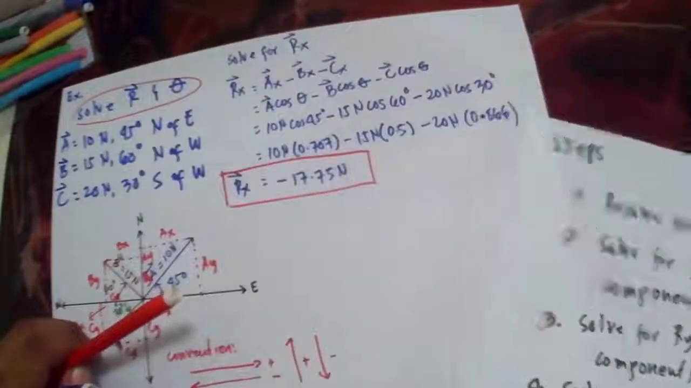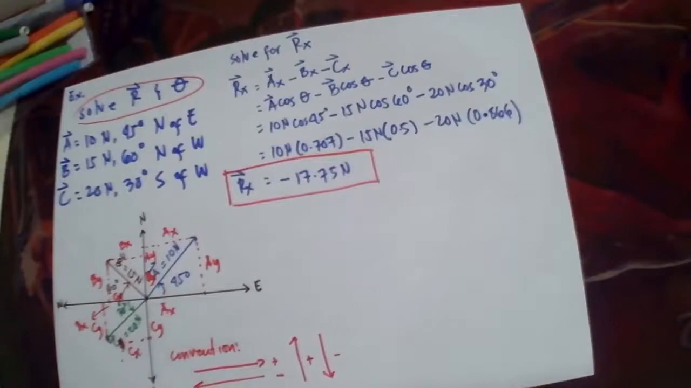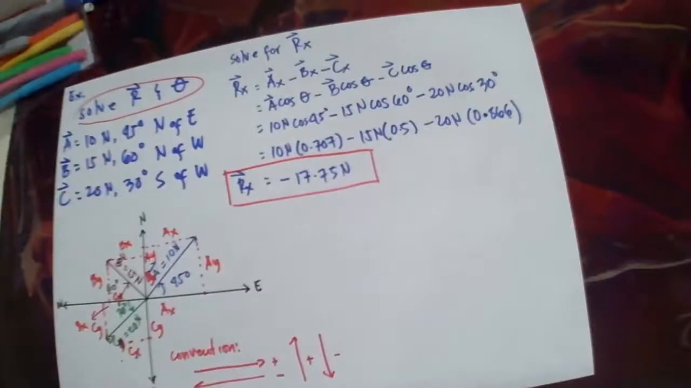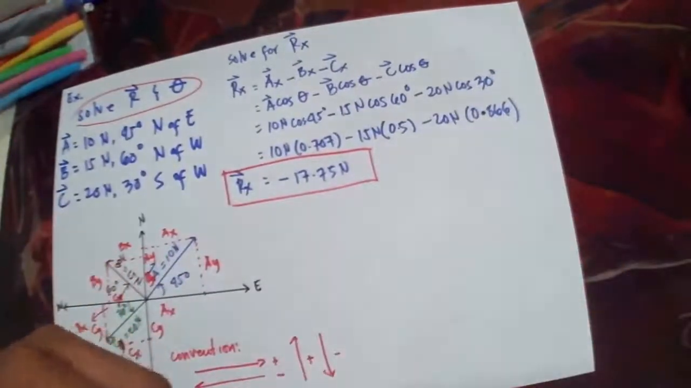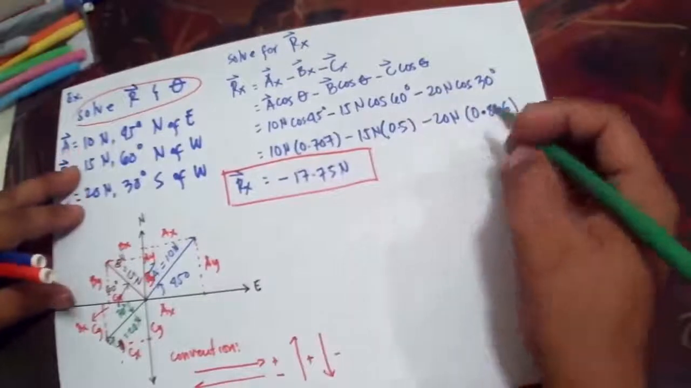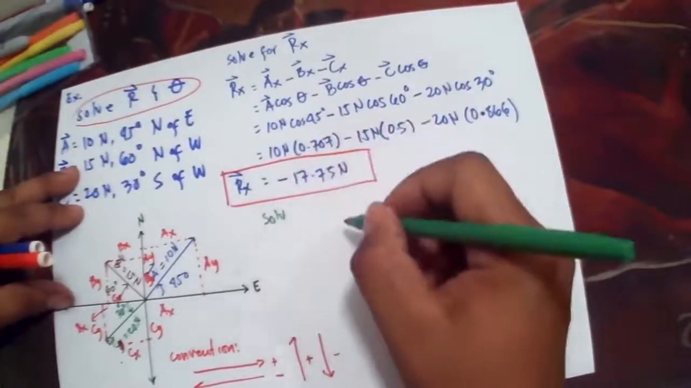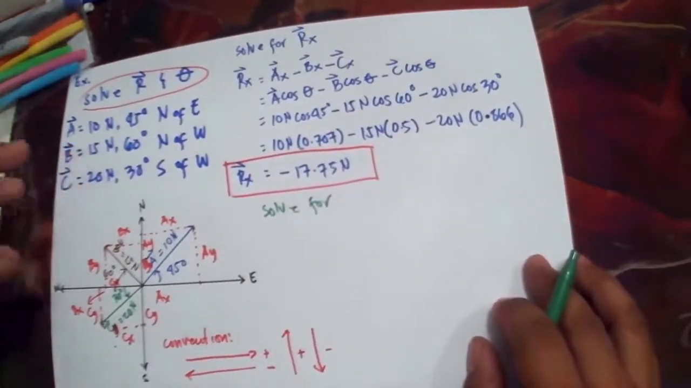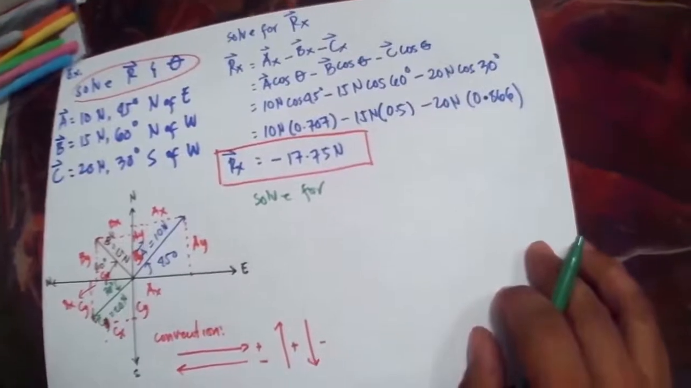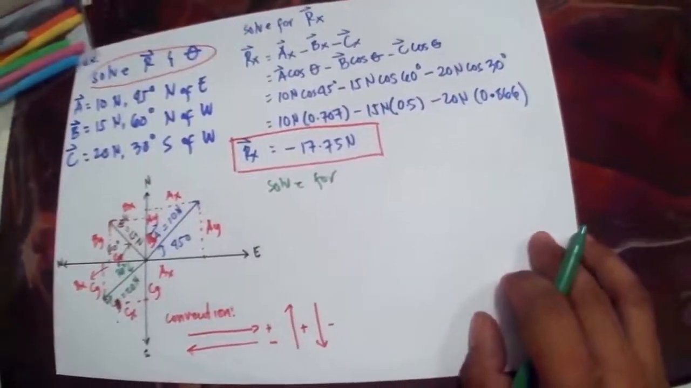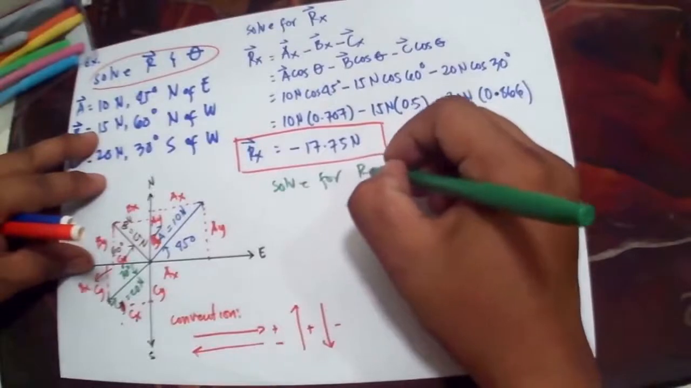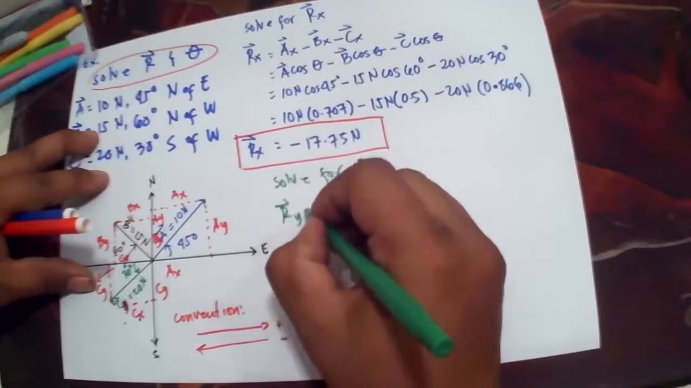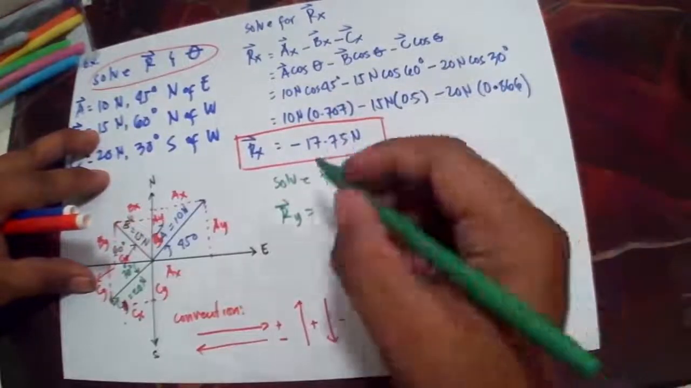Now we're going to sum up all the vectors here in y component. So let's try to use another color so that we can simply identify our resultant vector in y component. Let's try to adjust our camera a little bit. Okay, solve for r sub y. So vector r sub y is equal to, again, all the vectors in y component.